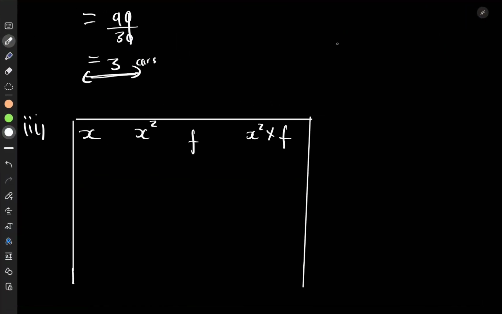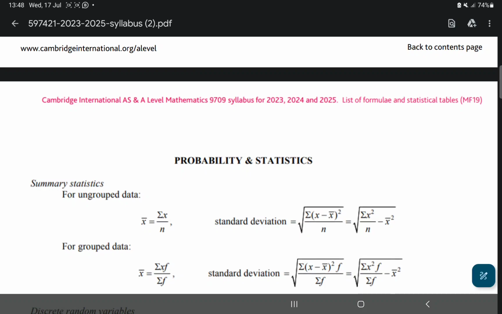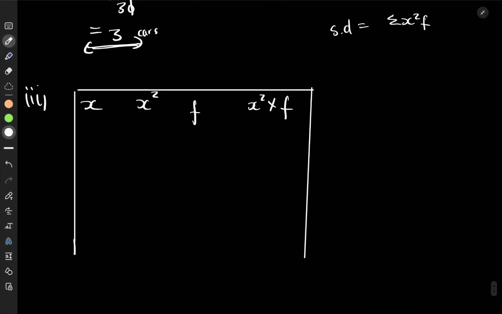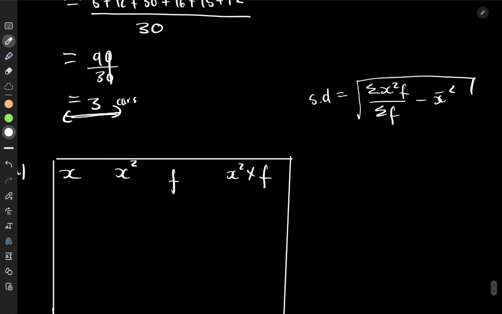So we know that we are using standard deviation is equal to the square root of the summation of x squared f over the summation of f, minus x bar squared.